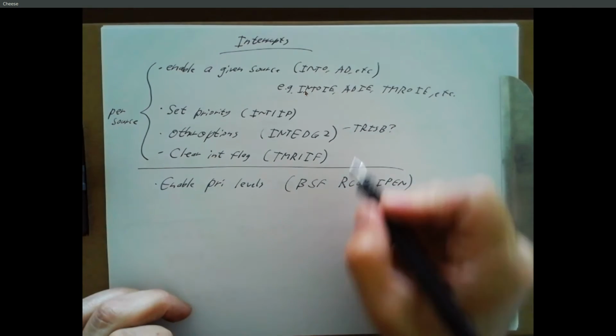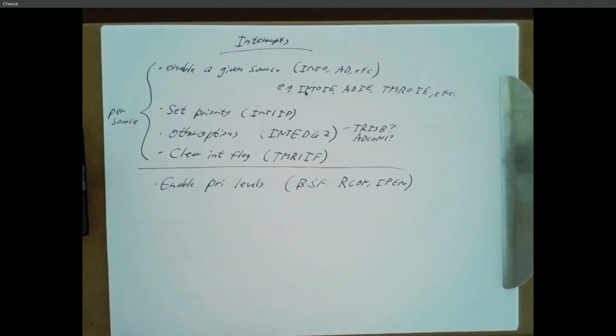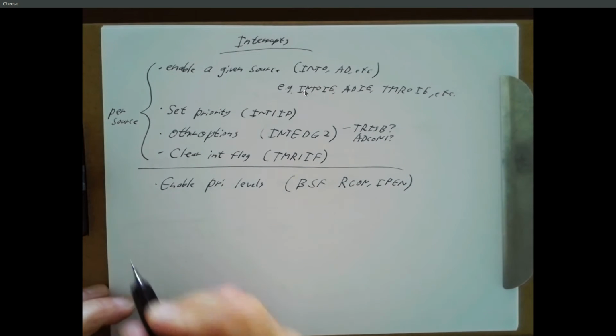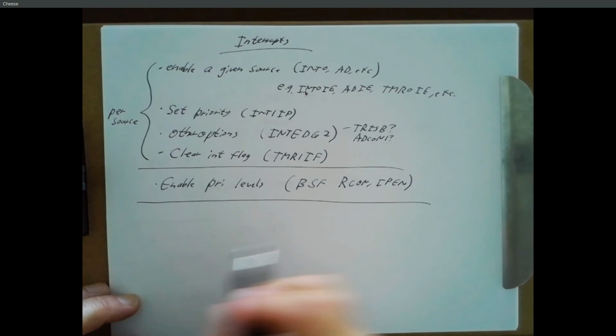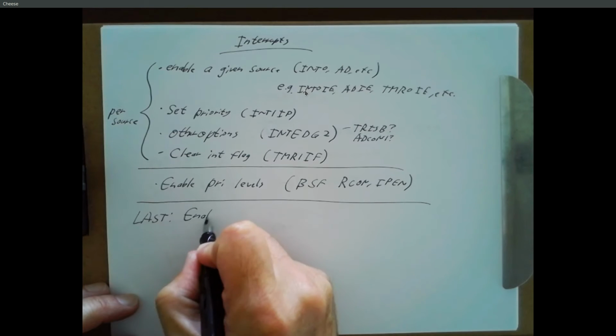For example, if you're dealing with interrupt pins like INT0, INT1, INT2, you want to set the corresponding bit in the TRISB register to say that pin is an input, and you want to set ADCON1 to 7F, say digital input, and so on. So you've got to know the details of your interrupt source. All right, so do that per source, and then enable priority levels. And then the last thing you want to do is enable global interrupts.